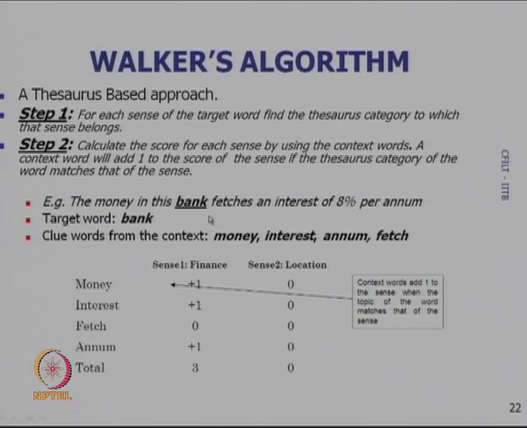Okay. So, now the question of course, that arises is that for Walker's algorithm, the crucial resource is the thesaurus. It is from the thesaurus that this kind of counts come in and get added to the appropriate counter. But the question is, how do I know that interest, annum, etc. are in the finance domain and not in the sense of location? So, interest is an abstract noun, location is concrete, annum is an abstract noun again, location is a concrete entity, tangible entity.